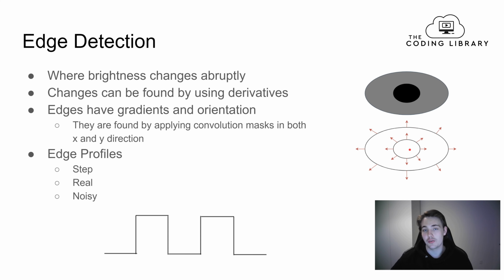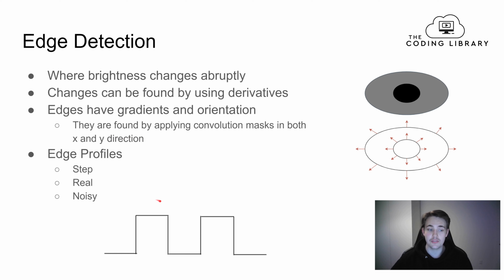This is what we can see down here with the arrows, which are the gradients and also the orientation. They can be found by applying a convolutional mask in both the x and y direction. Some of the methods for detecting edges in images that we're going to cover are just filters that we apply convolution with in both the x and the y direction. Then we find the edges in both of those directions, and we can combine them together and find all of the different edges and the most important information in the images.